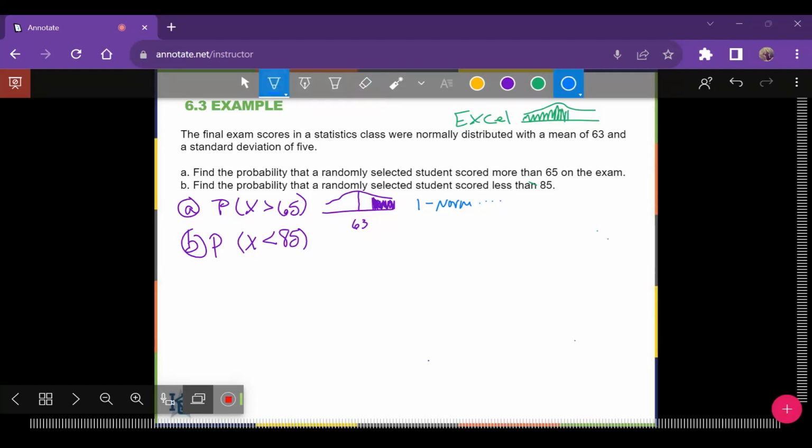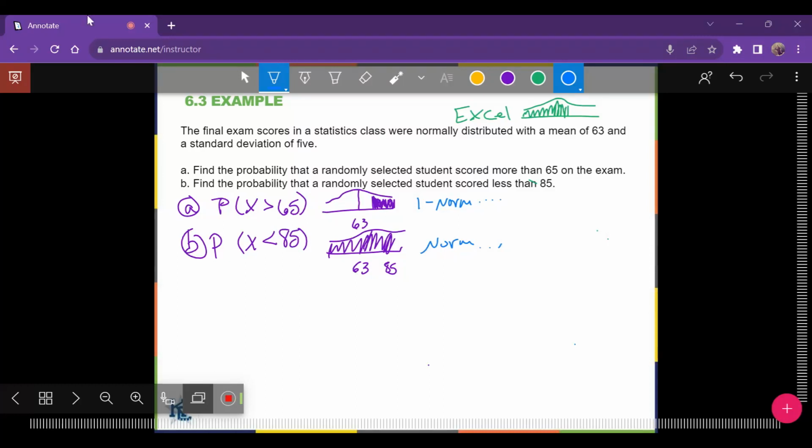Whereas when we do X is less than 85, our picture for that one, same mean, but it's less than 85, so we're looking to the left, so we won't need that 1 minus when we do it. So we would just use the normal distribution command here. And you can look at the annotated notes for a better written explanation of that.